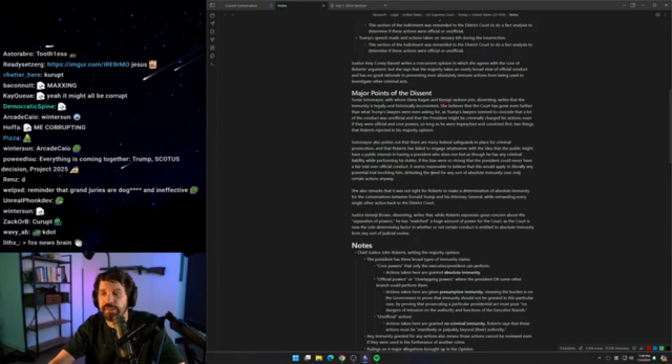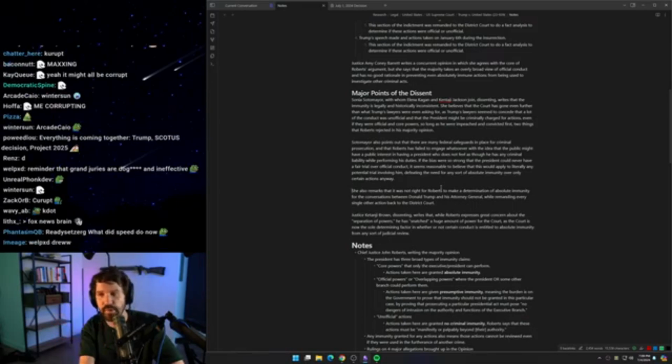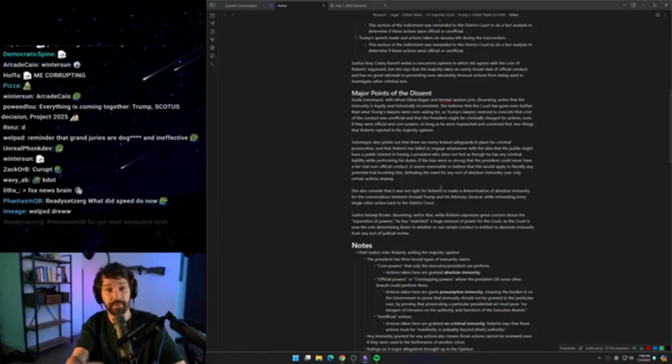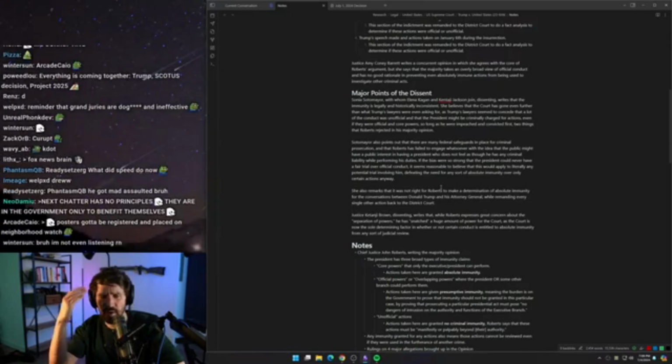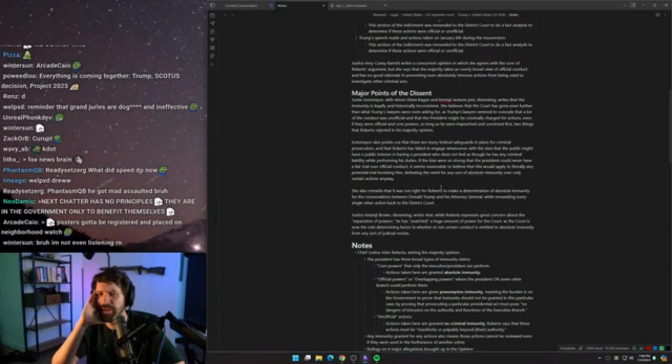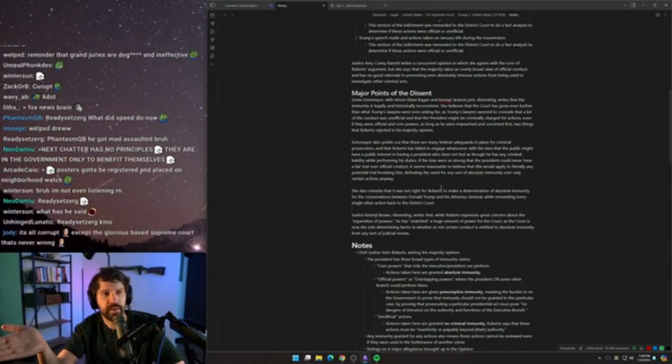She also remarks that it was not right for Roberts to make a determination of absolute immunity for the conversation between Donald Trump and his attorney general while remanding every single other action back to the district court. If Roberts is saying that the Supreme Court is not a court of first review, the Supreme Court is not in the business of making first reviews or first passes on facts, that's up to the district courts to consider first and then to appeal up to the Supreme Court if necessary, why did Roberts find it necessary to make a determination of absolute immunity over Trump's conversation with the attorney general?